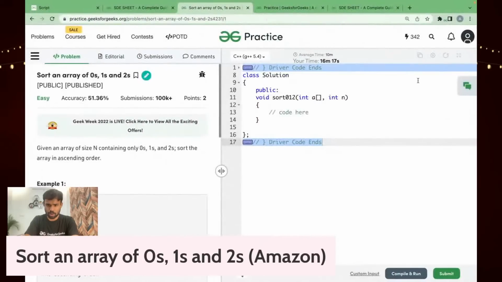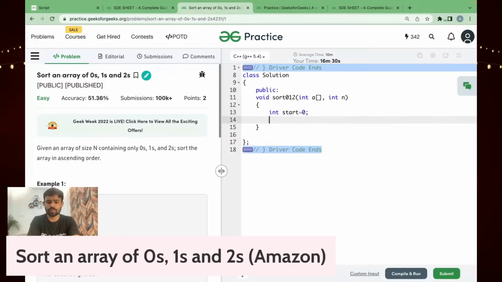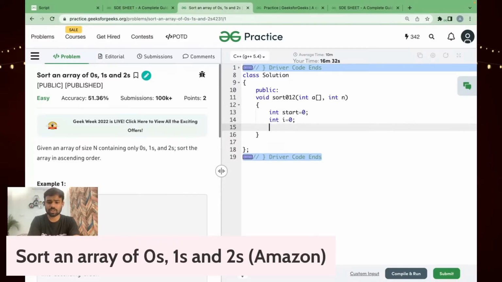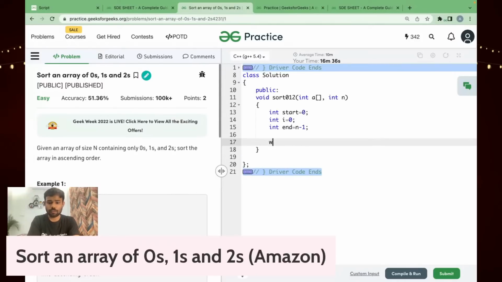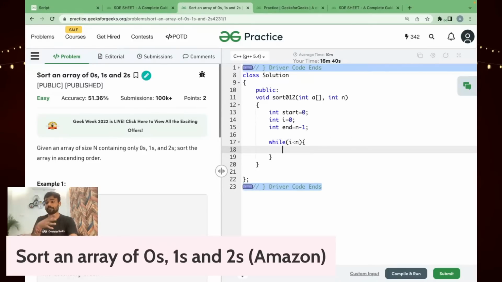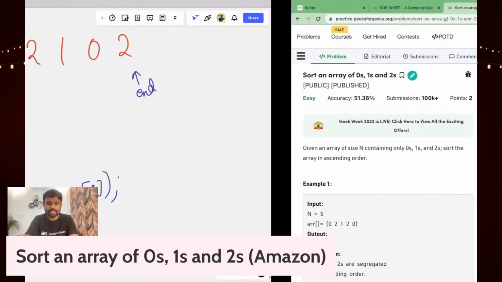So now let's do this. First we will have start, that will be 0. We will have I, that will be 0. We will have end, that will be at the end of the array. And while I is less than n, we'll iterate, because we have to iterate over the complete array from 0 to n minus 1. Okay. Now these 3 cases only.